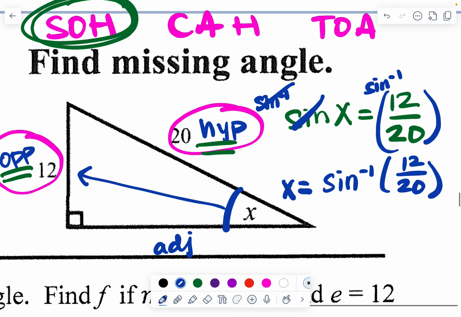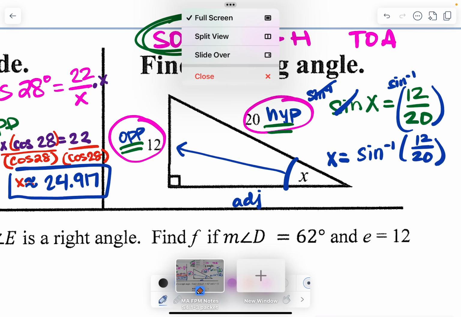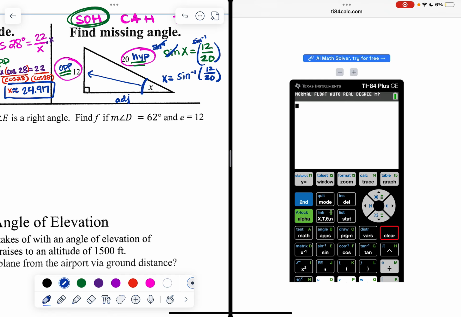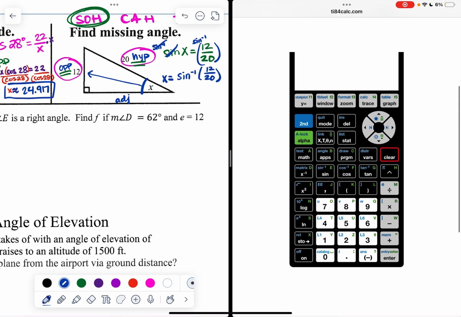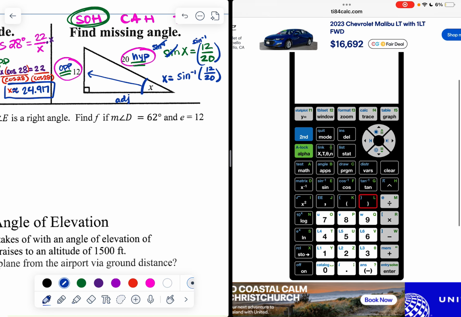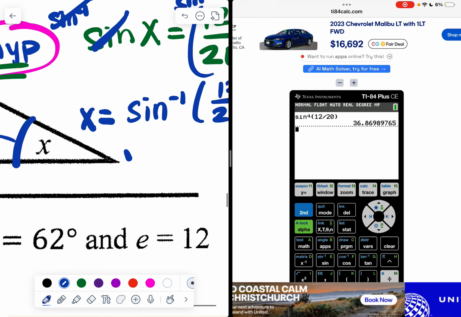Let's go ahead and go back to your calc. Okay, we're going to clear this out. So we're going to go inverse sine. So that's anything that's in blue, we have to hit the second key, and we're going to hit the sine key right there. So we're going to go inverse sine of 12 divided by 20. Okay, we see that here. Go ahead and hit enter. And we see it's 36.869. So that's approximately 36.87 degrees.